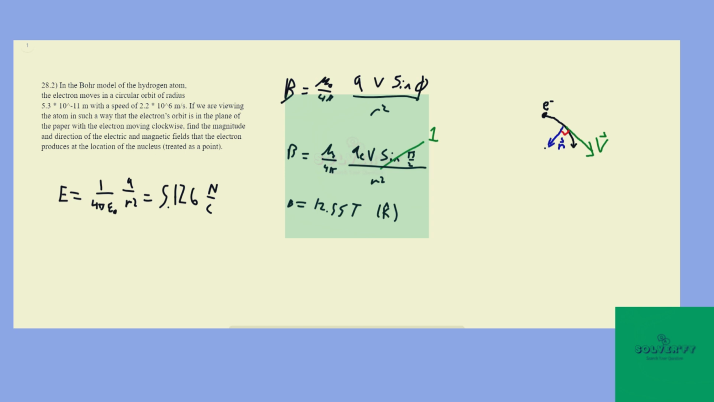And so what direction is this going to be at the nucleus? So this is going to be a force that's going to be directed towards the electron as it travels around. So we can write r hat.